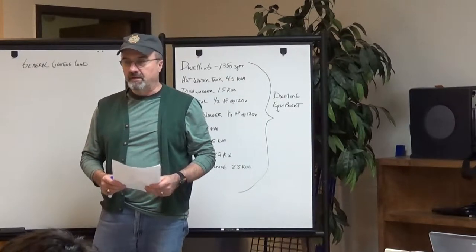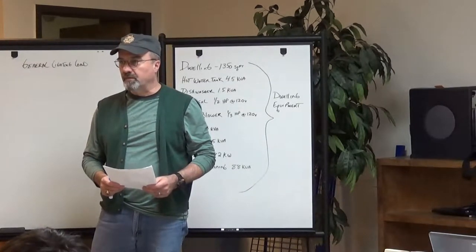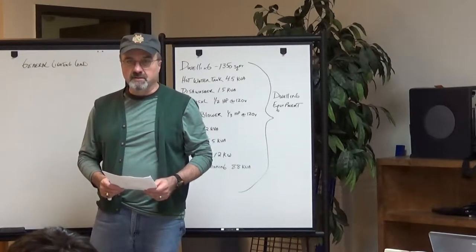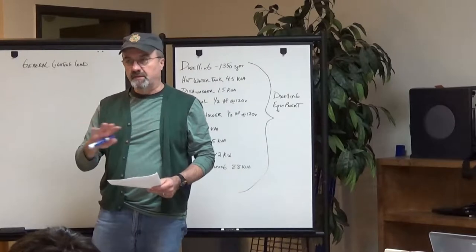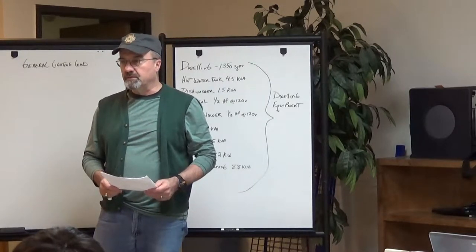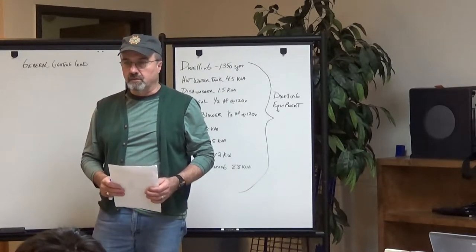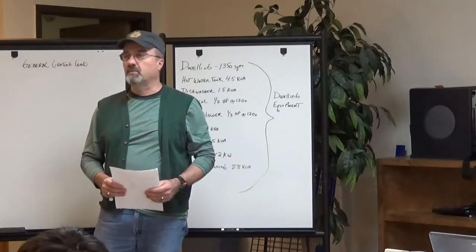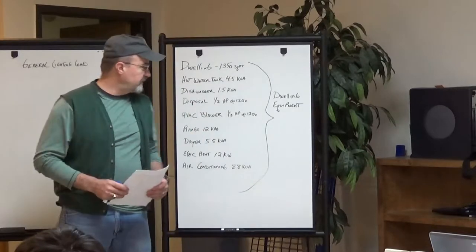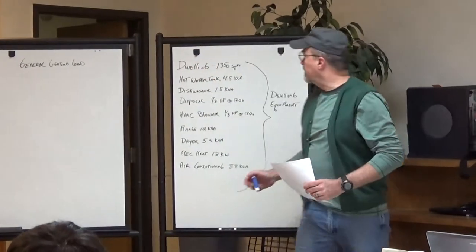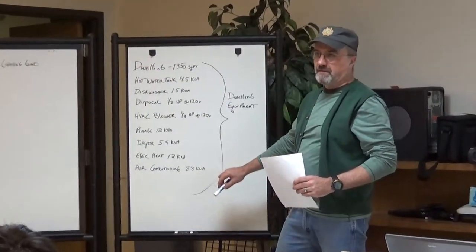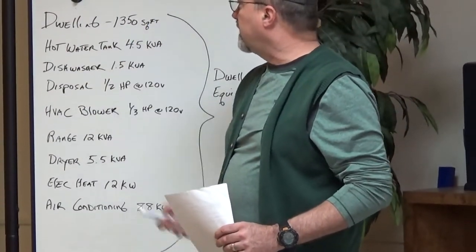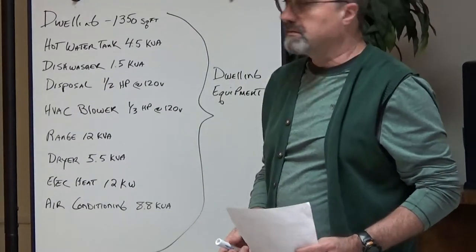Today we are going to be going through the service entrance conductor sizing calculation. There are several steps to this. This is a calculation where we're going to find the wire size needed for a single family dwelling. Here is a list of equipment that's going to be in this house. The unit itself is measured at 1,350 square feet.